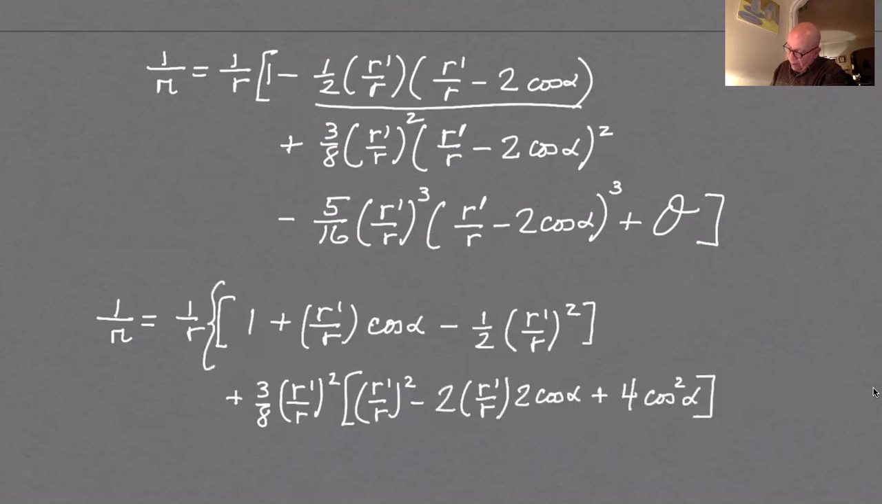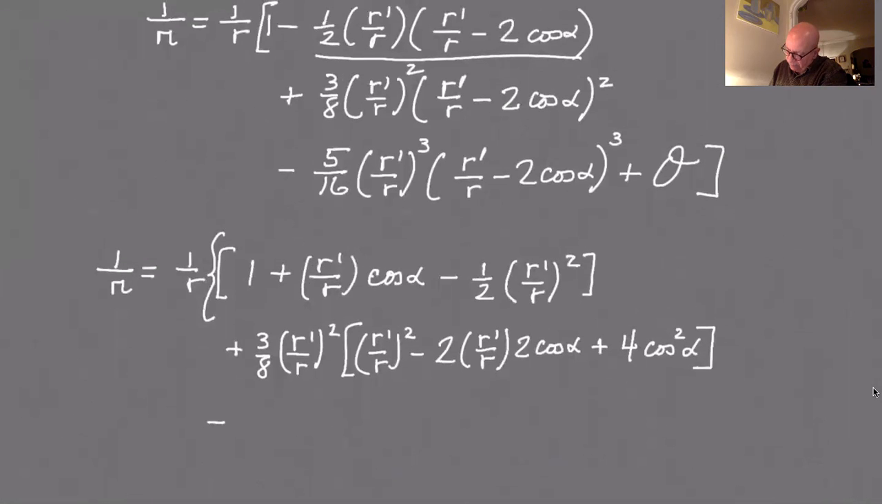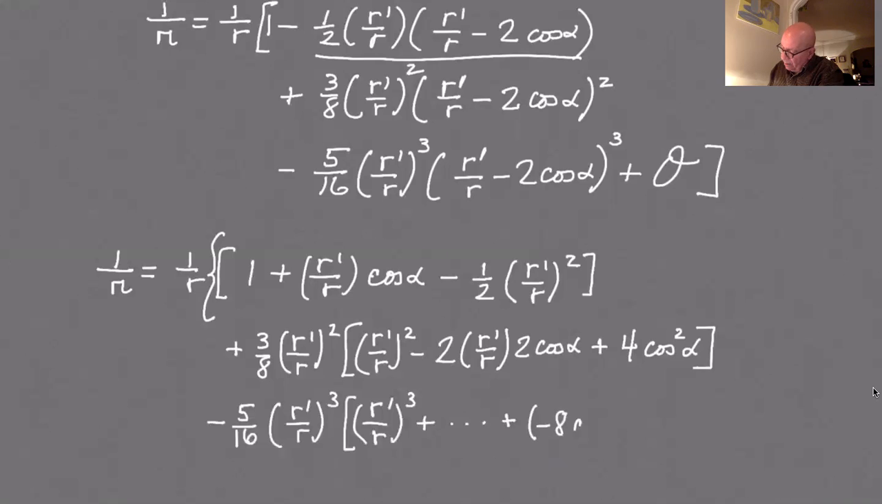All right, and then we're going to have minus 5/16 (r prime over r) cubed. And then the first term's going to be obviously (r prime over r) cubed, and then descending order of r prime over r. And then the last term in that will be minus 8 cosine cubed of alpha. And then that'll be plus higher order terms, okay?